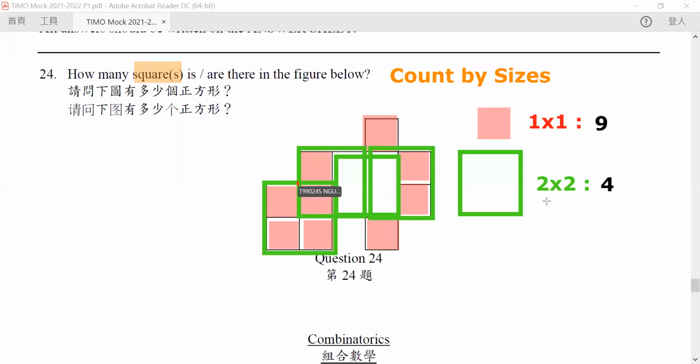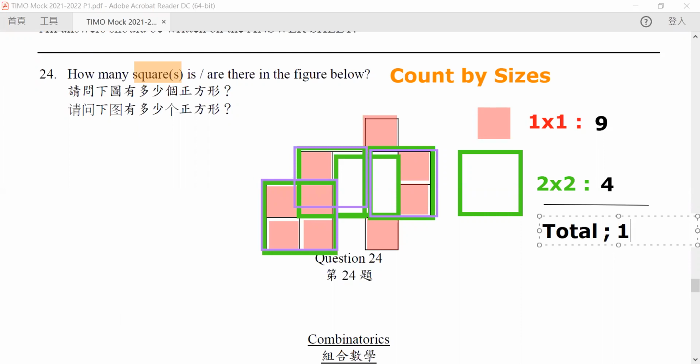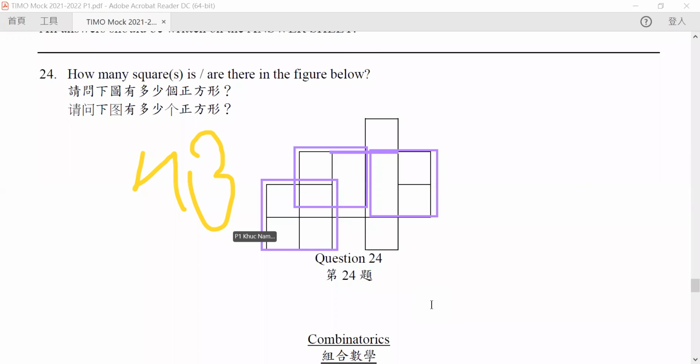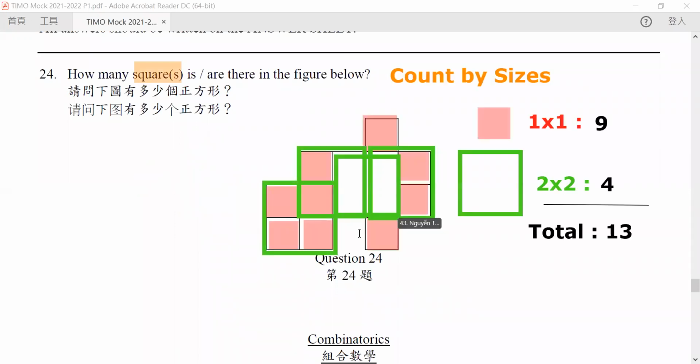So in total, how many squares are there? With 9, which is 1 by 1, and then 4, which is 2 by 2, the total number of them is 13. Okay, so our answer is equal to 13. So this is our question number 24.